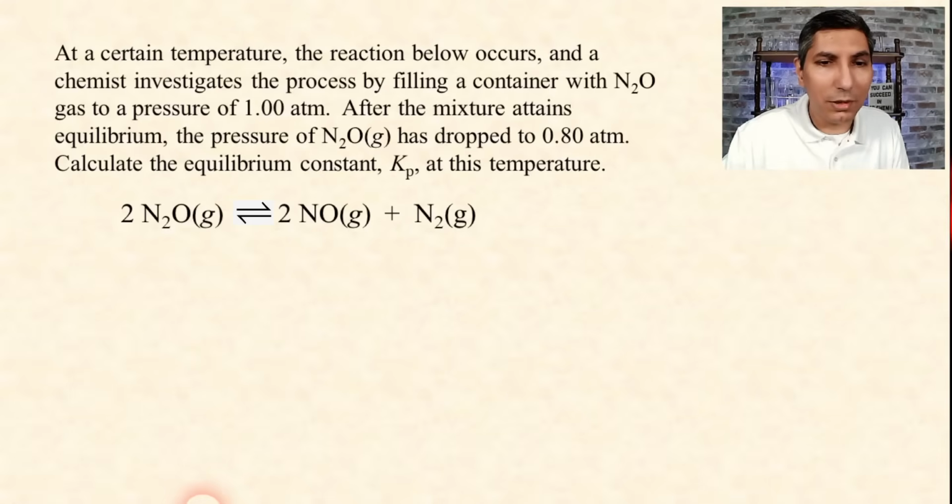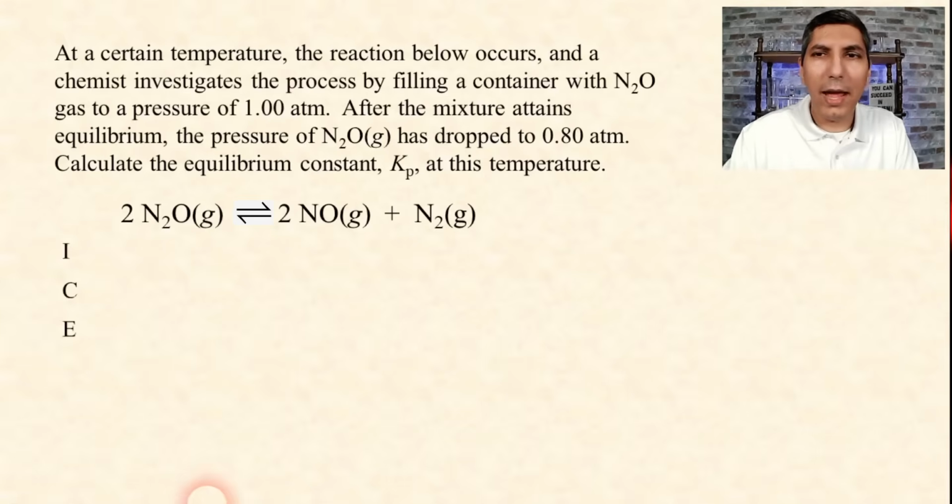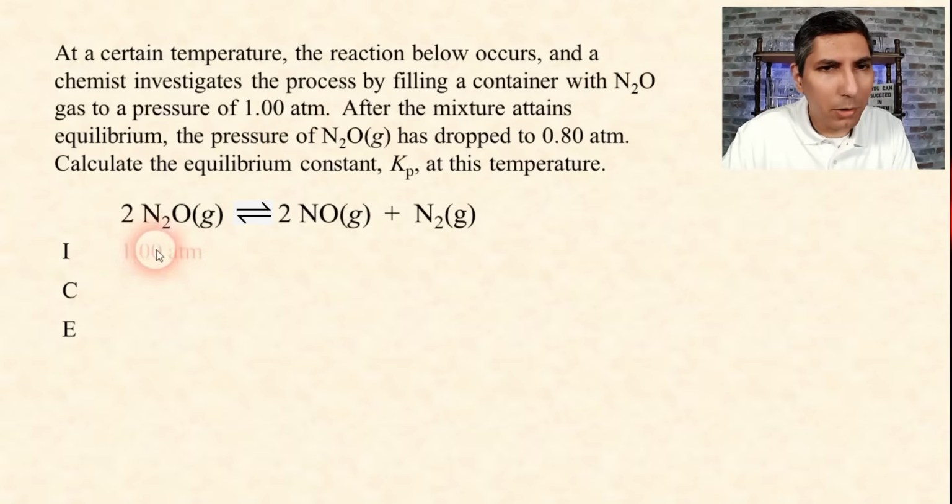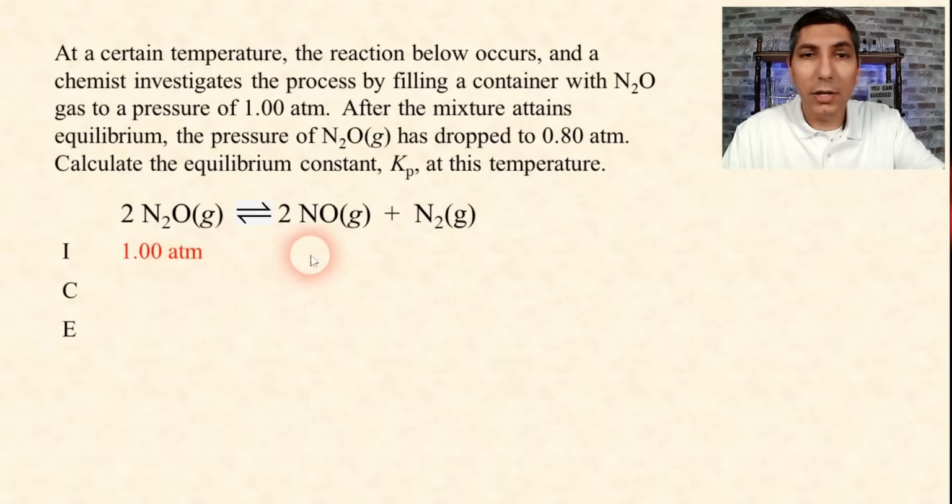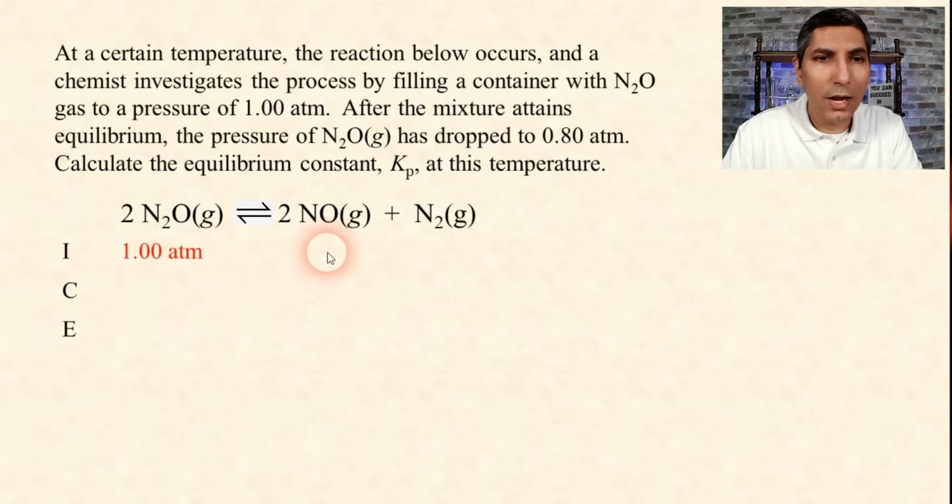So all we have to do here is set up an ice box. I strongly recommend that if you have an initial pressure or concentration and final, there's a lot going on here. So use an ice box. And so the initial pressure of N2O is 1 atmosphere. So that goes in right here in that position. And it says that's all that's put in there. So we can safely assume that the initial pressures of your products are both going to be 0, unless it says otherwise.